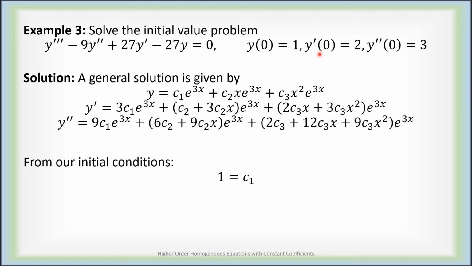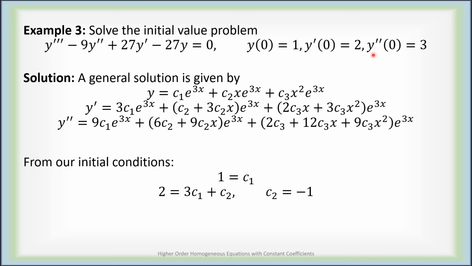Next, let's use the fact that y'(0) is 2. So we're going to substitute x equals 0 into this line right here. e^0 is 1. This x being 0 will kill this term, but we will get a c2 times e^0. Here we'll get 2c3 times 0, 3c3 times 0 squared. Everything here will vanish, giving us just 2 is equal to 3c1 + c2. But we've already determined that c1 is equal to 1. So with c1 equal to 1, we can solve for c2 is equal to -1.